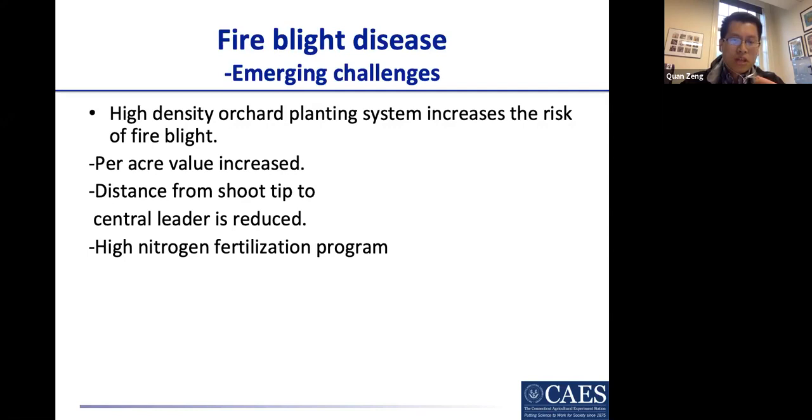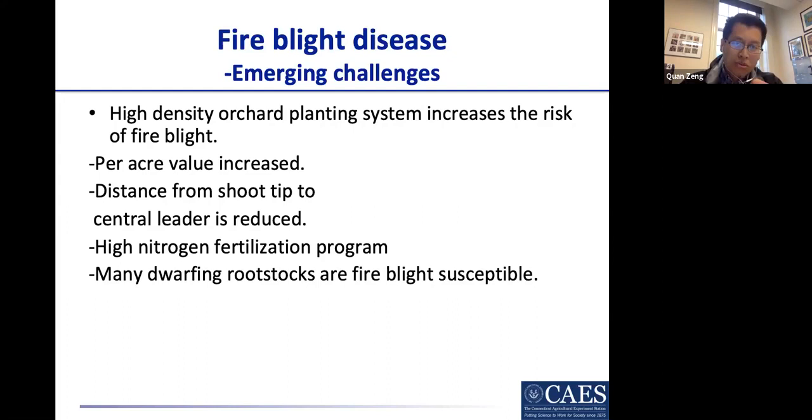So in order to drive the central leader to the top wire in a trellis system, the growers often adopt a high nitrogen fertilization program, so the central leader can reach the top wire by year two or year three. This high nitrogen fertilization is also known to increase host susceptibility to fire blight. And finally, many dwarfing rootstocks, such as the famous M9, M26, or Bud9, are either highly susceptible or susceptible to fire blight.